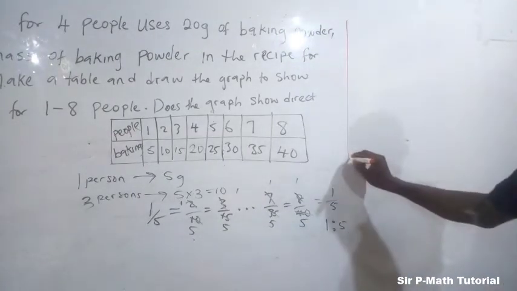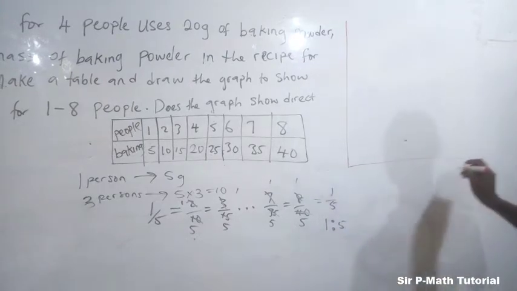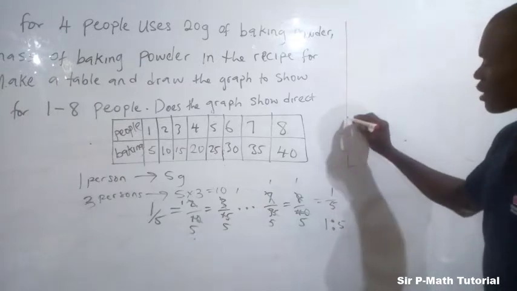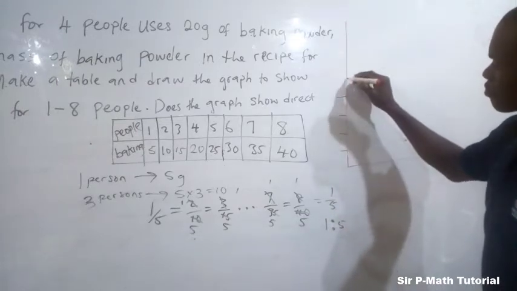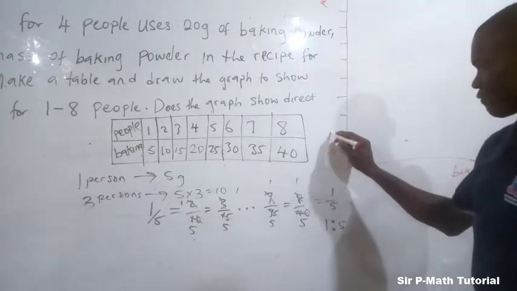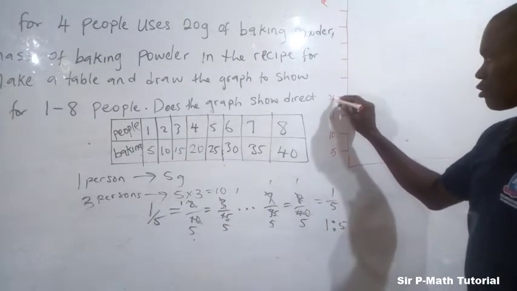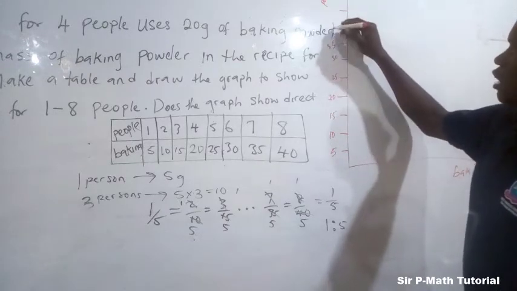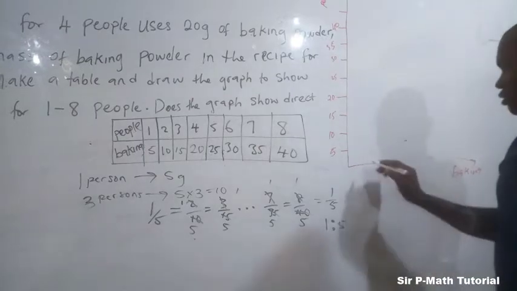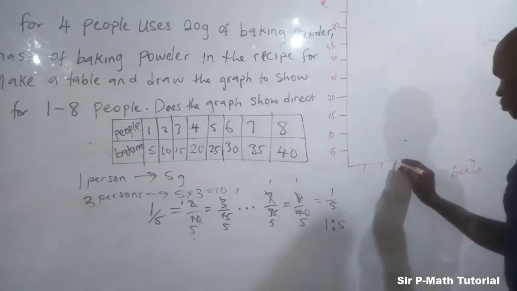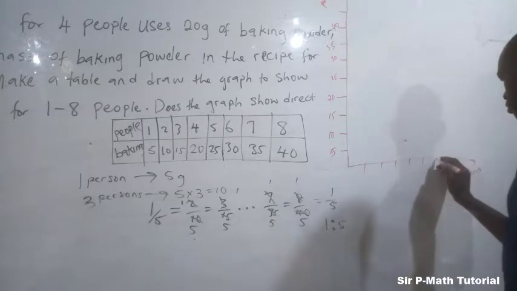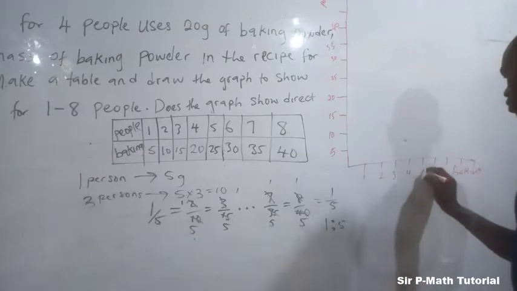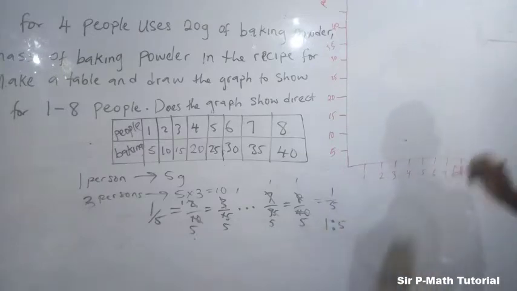I will sketch the graph. I will not draw to scale because I don't have graph paper here. So I will choose a reasonable scale for my graph. So I will have 5, 10, 15, 20, 25, 30, 35, and 40. Okay, so here is 1, 2, 3, 4, 5, 6, 7, and 8.